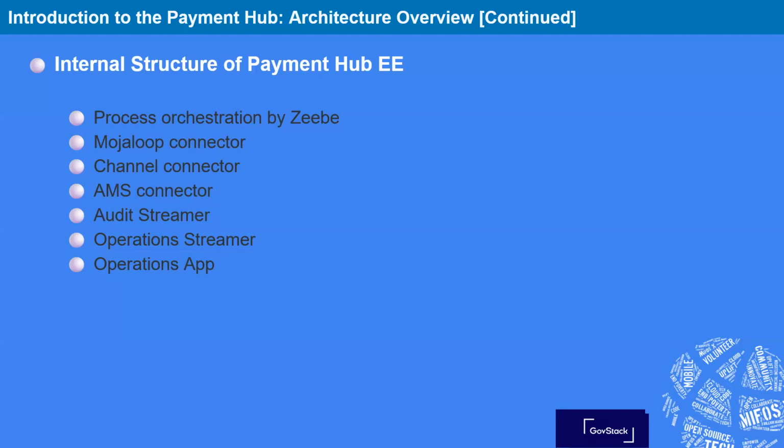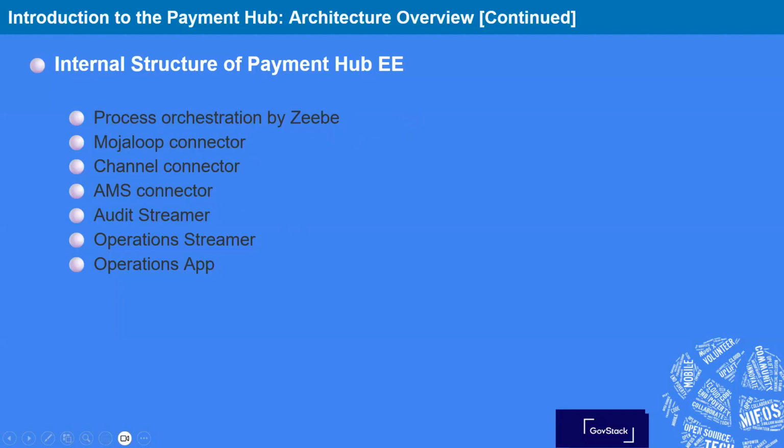Some of the major modules that are there in the Payment Hub: first and foremost is the process orchestration that is done by ZPay. So it is the one that is enabling all the BPMN and everything to be carried out and make the payments and all the communication for transactions happen. As we talked about previously, we have many external connectors which are enabling the interoperability part.